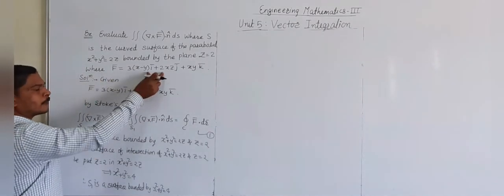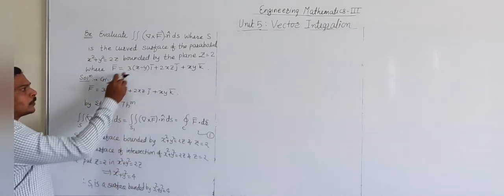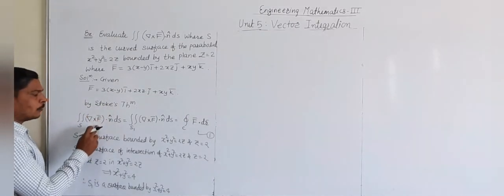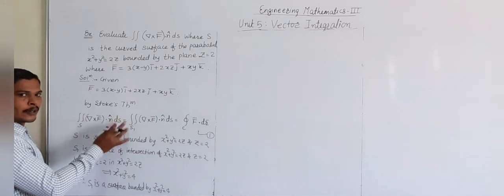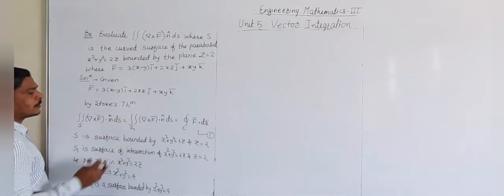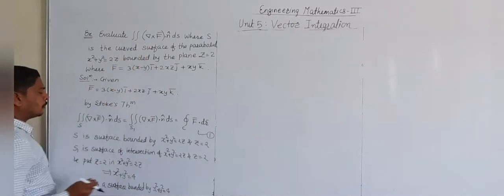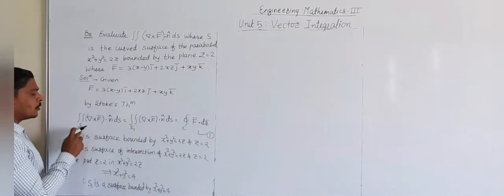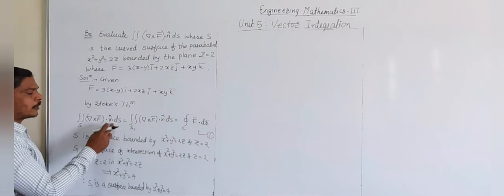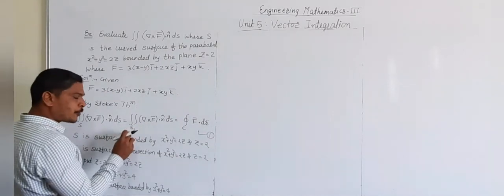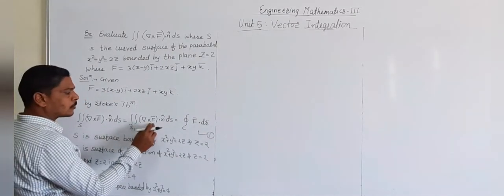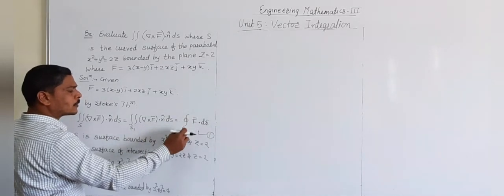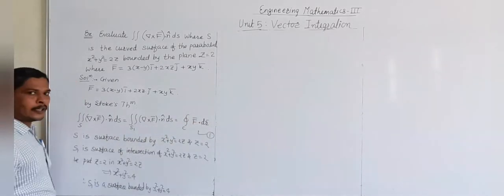Here f bar is this vector point function. So first of all I will write the given f bar, then write the statement of Stokes theorem, okay, which can help you to find the surface integral as per the given requirement. So Stokes theorem becomes: surface integral over surface S of del cross f bar dot n cap ds is equal to double integration over surface S1 of del cross f bar dot n cap ds is equal to closed integral over C of f bar dot dr.